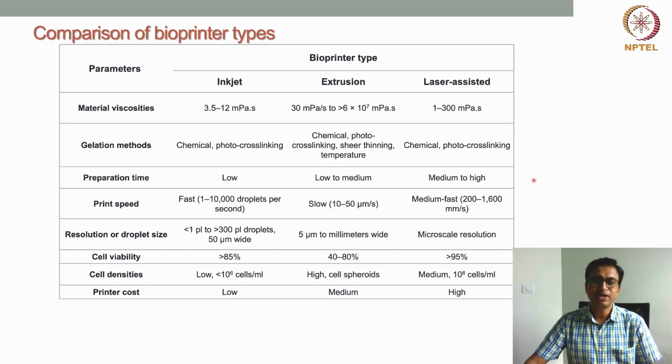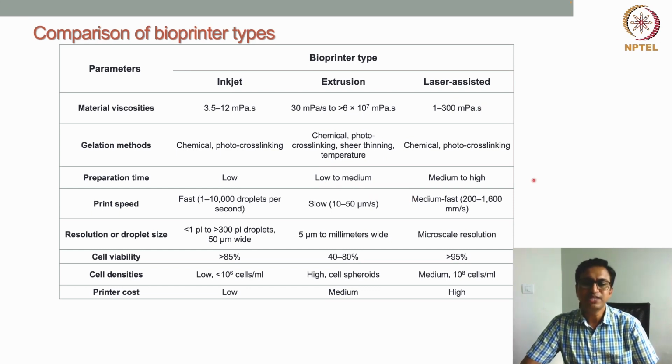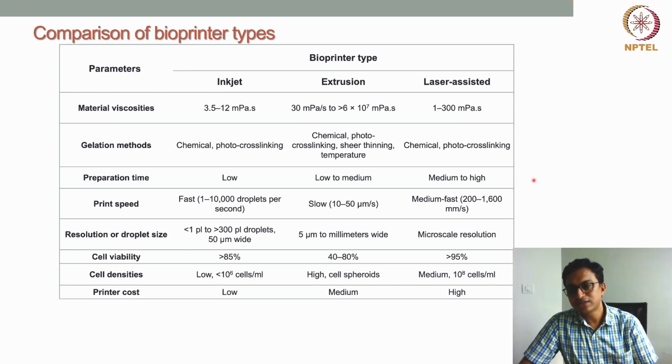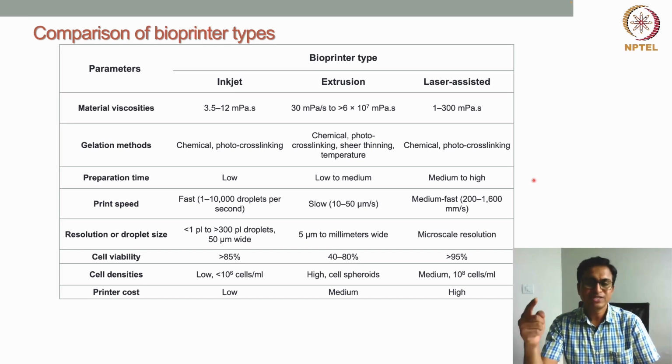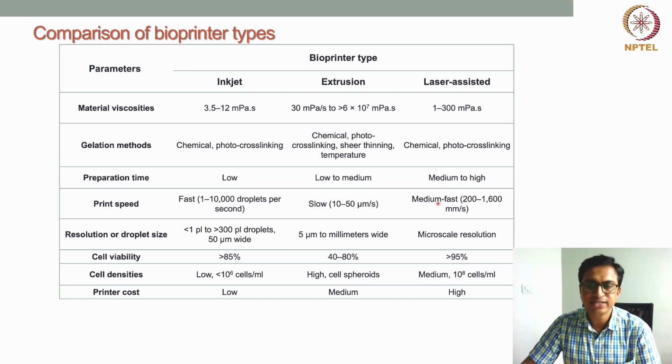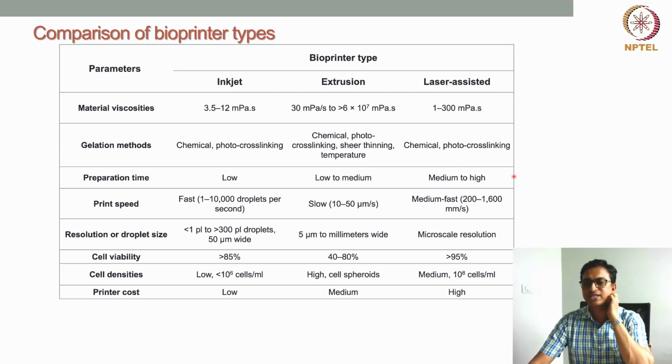In case of laser assisted bioprinting, the preparation time is medium to high. What happens, if you can recall, in laser assisted bioprinting, one component is the ribbon. As we have already discussed, the ribbon is a three layer thing, where the first layer is the glass, then below the glass there is an energy absorbing layer or the metallic layer, then the bioink. So that ribbon has to be prepared in advance before the bioprinting process. So that's why it may take some time. So here in case of laser assisted bioprinting, the preparation time is medium to high.